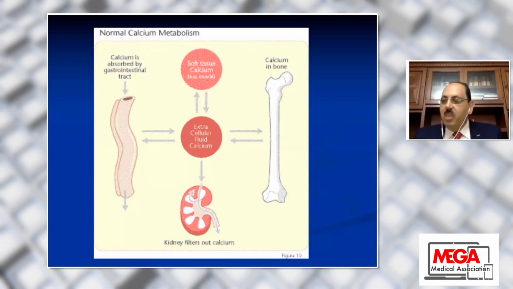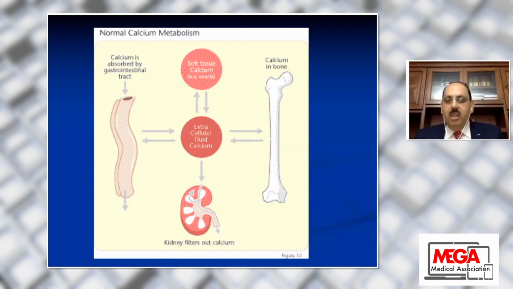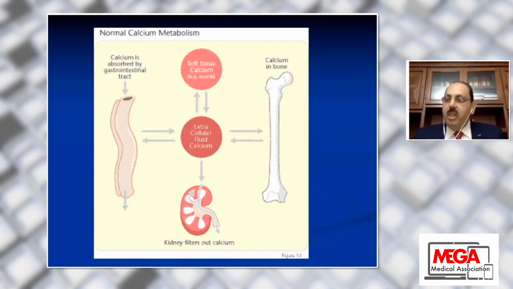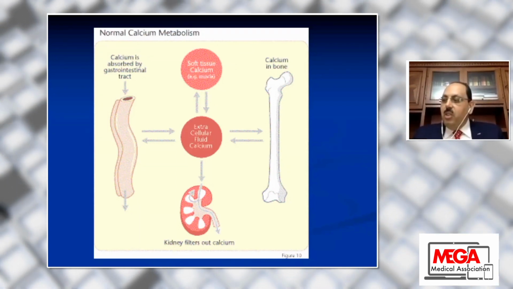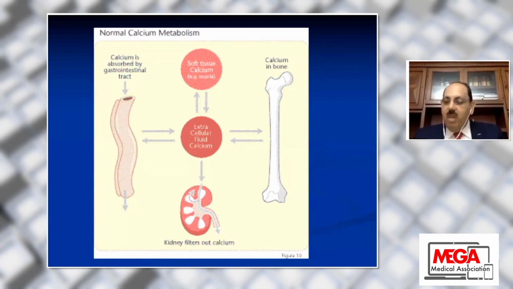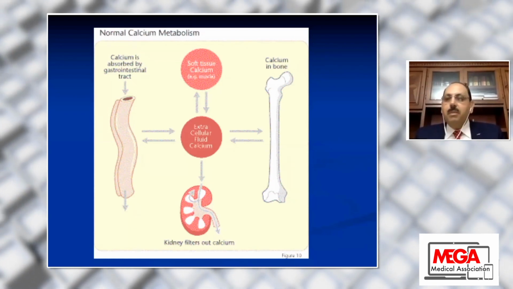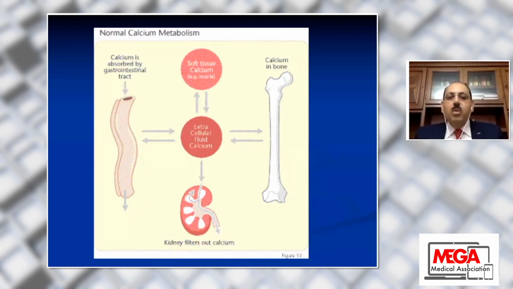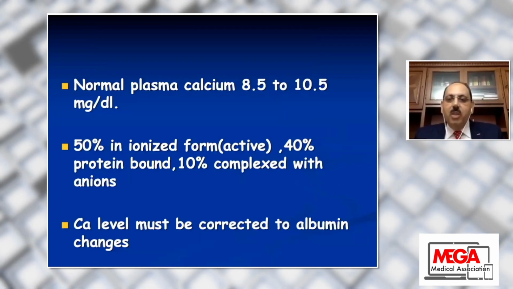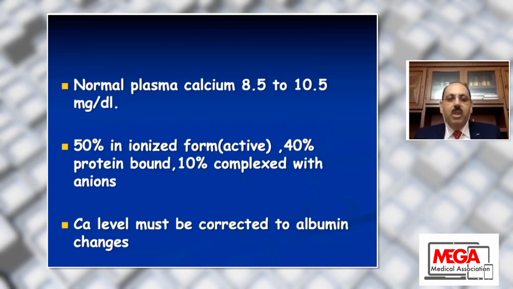When the parathyroid hormone is decreased, the calcitriol will be increased and vice versa, in order to maintain the calcium level normal. So the normal plasma calcium ranges from 8.5 to 10.5 milligram per deciliter.